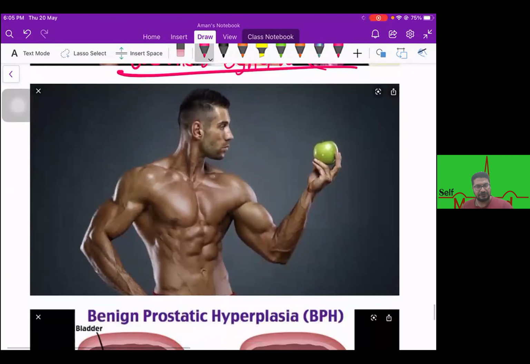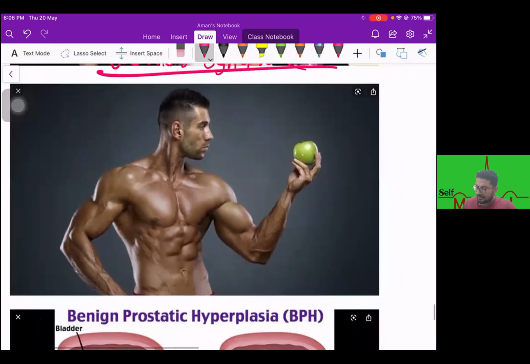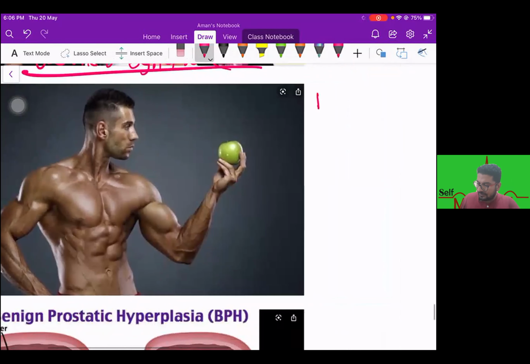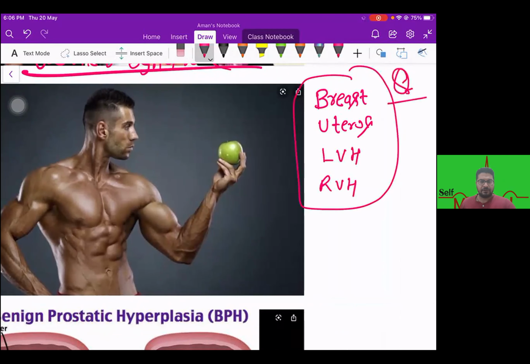Okay, then we have hypertrophy. You can see hypertrophy of muscles. Hypertrophy you will see in many conditions, so I am just writing examples of hypertrophy. You will see hypertrophy in the breast. You can see hypertrophy in the uterus during pregnancy. You can see hypertrophy in your heart. We call this left ventricular hypertrophy or right ventricular hypertrophy. These are the examples of hypertrophy.